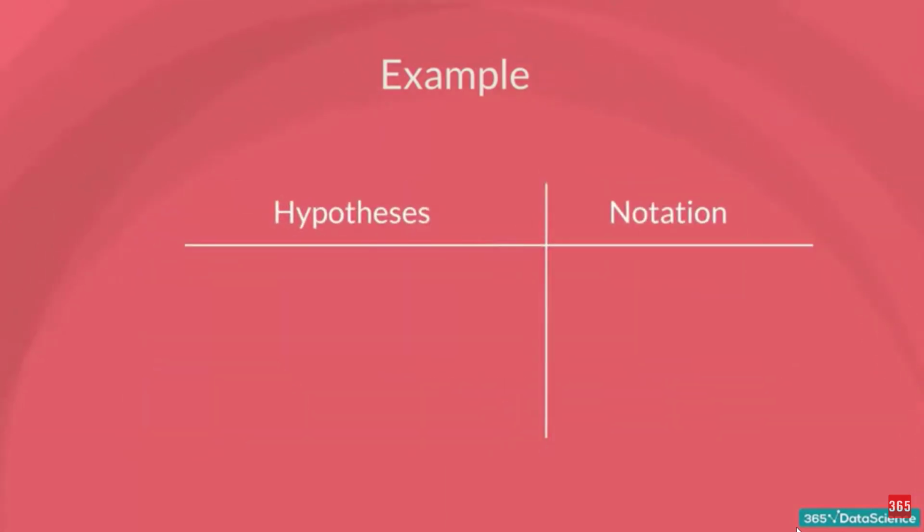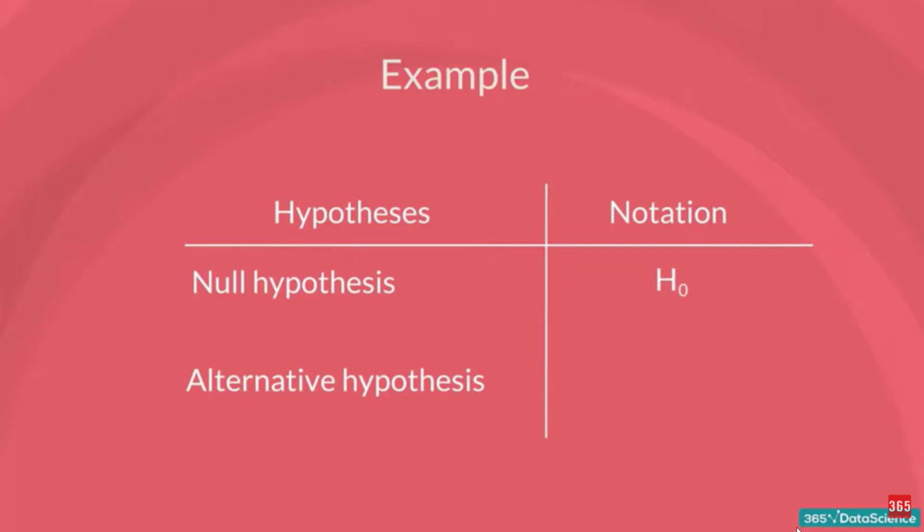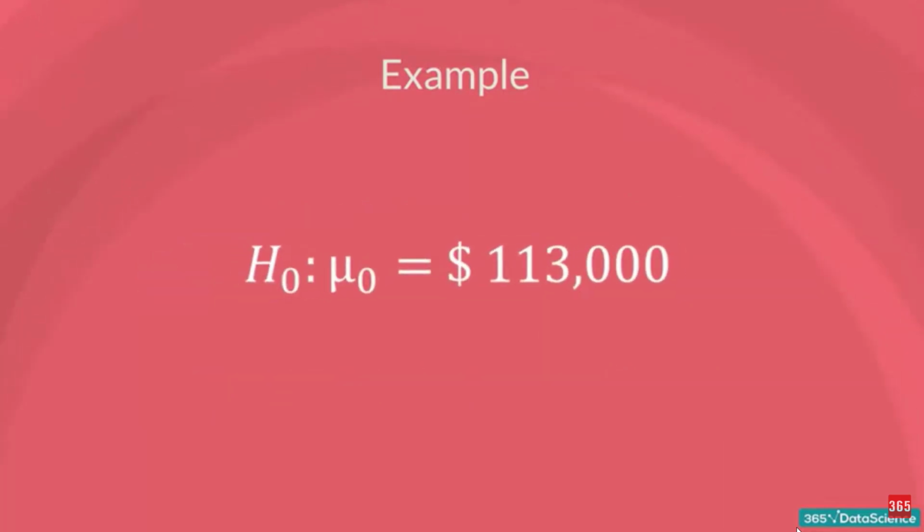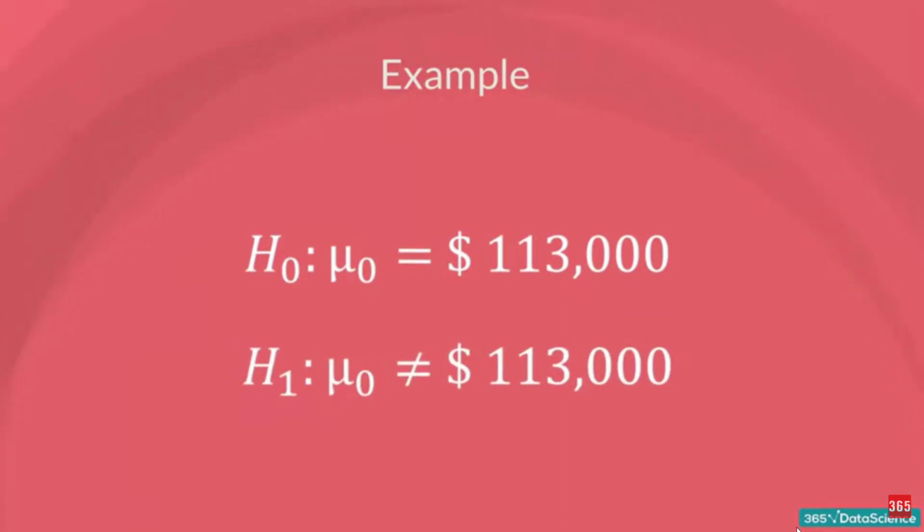There are 2 hypotheses that are made: the null hypothesis, denoted H0, and the alternative hypothesis, denoted H1 or HA. The null hypothesis is the one to be tested, and the alternative is everything else. In our example, the null hypothesis would be: the mean data scientist salary is $113,000, while the alternative, the mean data scientist salary is not $113,000.